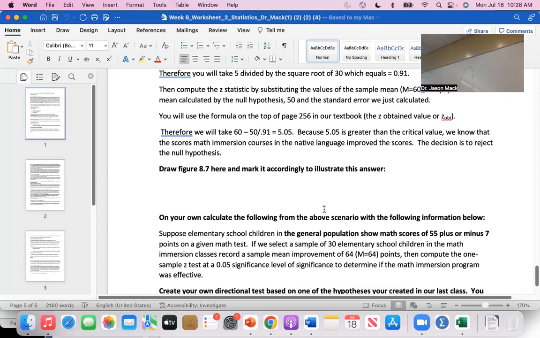Which is 55. And the standard error we just calculated, which is the 1.28. Does that make sense, everybody? So now we're gonna do the Z obtained value, which is the formula on page 256. So we're going to take and plug these numbers in. And then we don't know the decision yet, we'll know in a second.